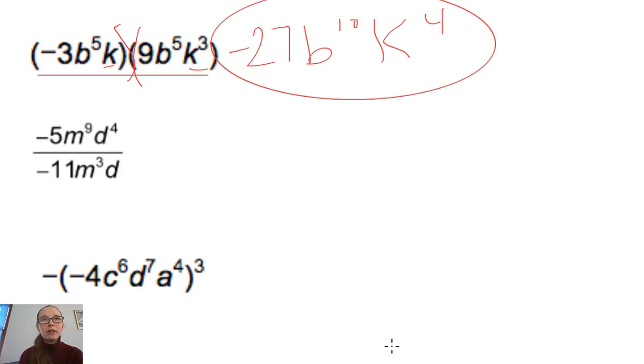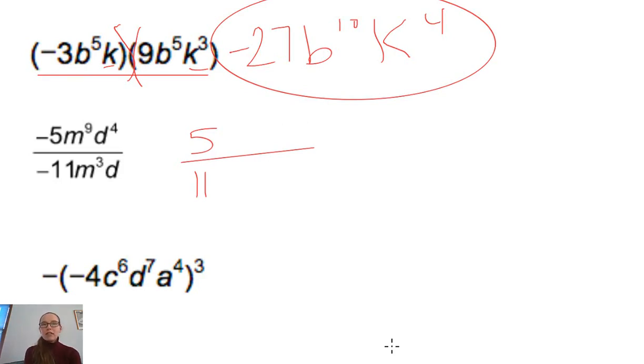Now looking at this next one, I see a fraction bar. And yes, I do see some multiplication, but the multiplication isn't with the same bases. So all I have to worry about here is the quotient rule. Now, I tend to work left to right. So negative 5 can combine with negative 11. And the most simplified is just positive 5 over positive 11. A negative over a negative is a positive.